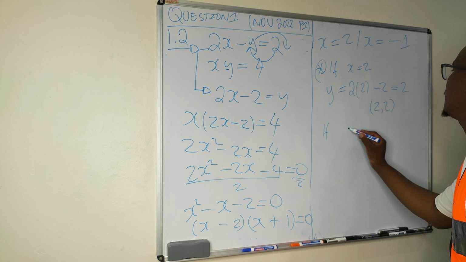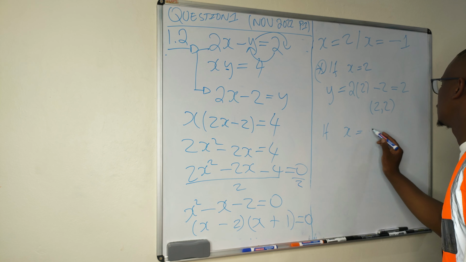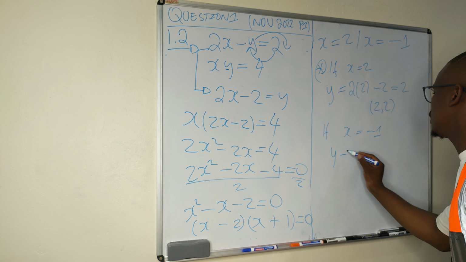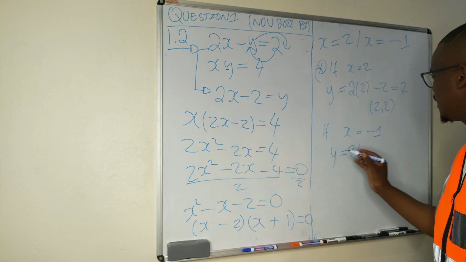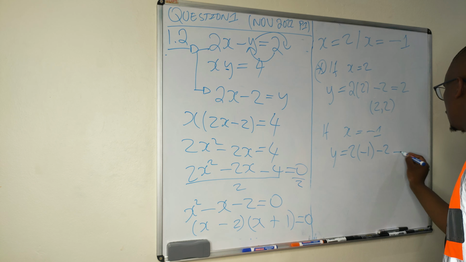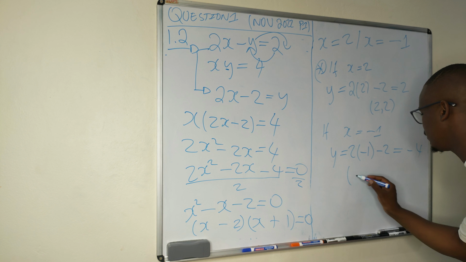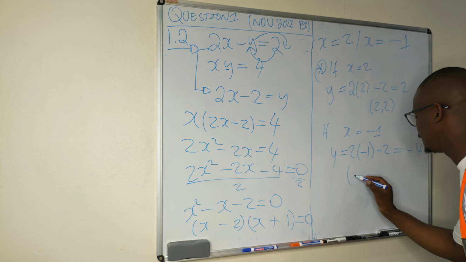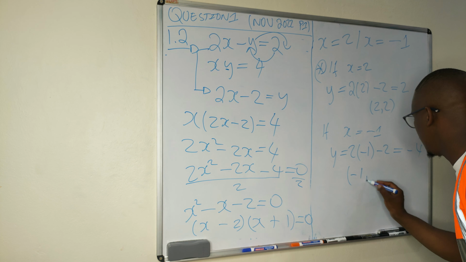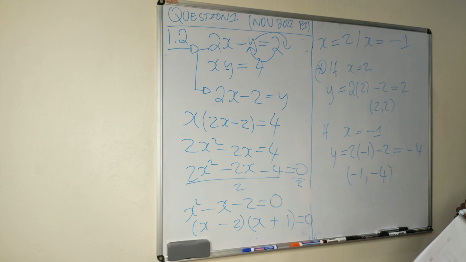But if my x is equal to minus 1, my y is equal to 2 into minus 1, minus 2. This is minus 2, minus 2, this is minus 4. So my corresponding x and y values is minus 1 and minus 4. These are my coordinates. So I've solved the x and y simultaneously. I hope this is what they're asking for. We're done with 1.2. Then go to 1.3.